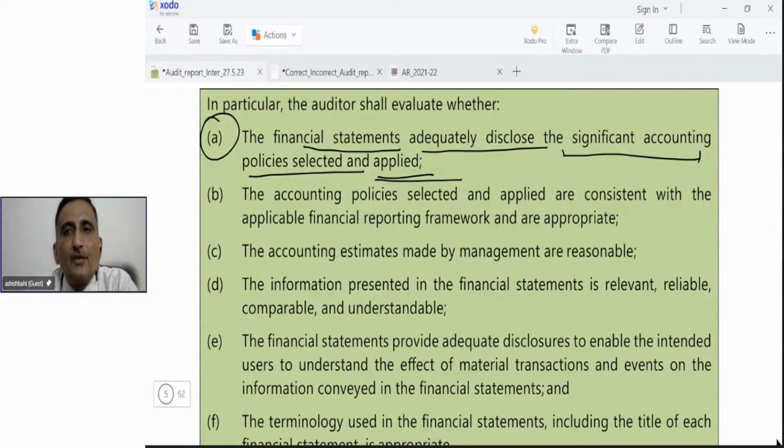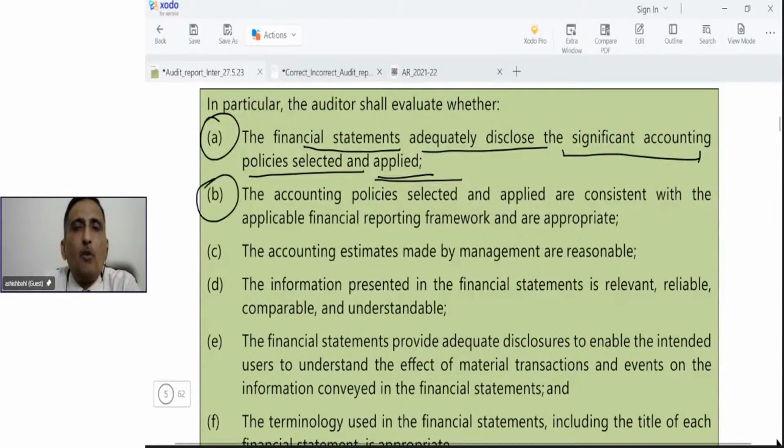The auditor has to see whether the financial statements disclose the significant accounting policies selected. Significant accounting policies are part of financial statements. These should be disclosed and applied consistently on a period to period basis. Like how inventories are valued, what is the accounting policy of the company in this regard, which method the company uses, and whether the same is applied consistently from one period to another period.